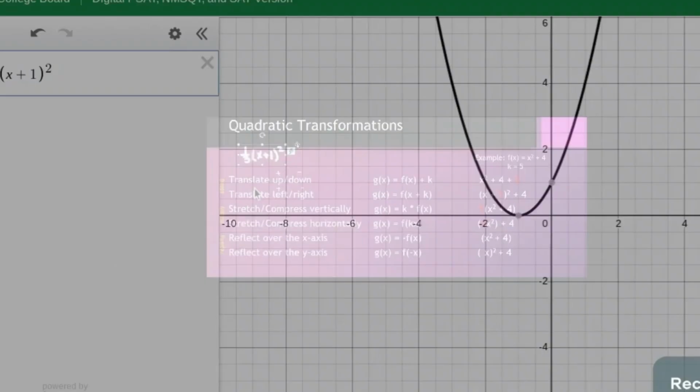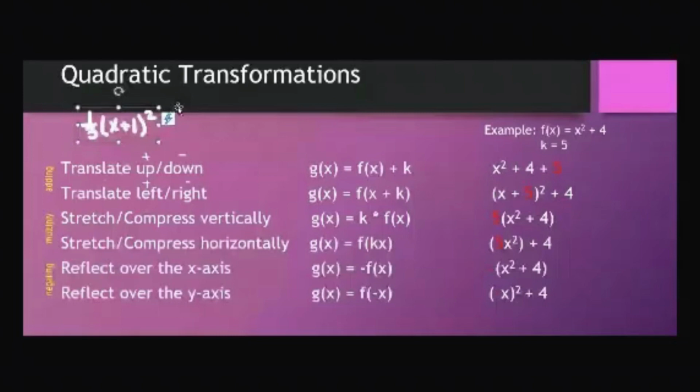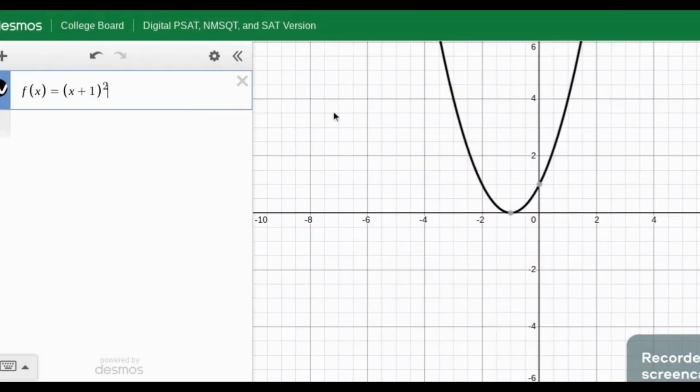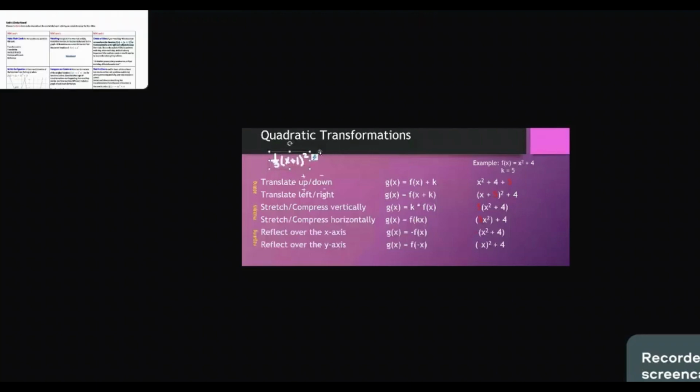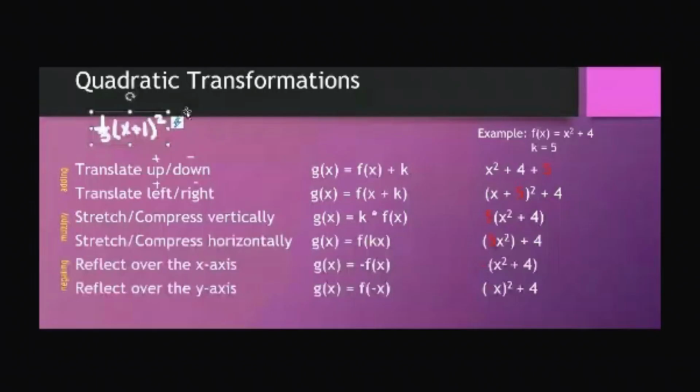Hold on, let's go look at this chart. Which one of these is going to look like our equation right here? We have translating up or down, g of x equals f of x plus k, which would look like x squared plus 4 plus 5. That is obviously going to be out of the way. Then we have translating left to right. Our problem is asking us to translate to the right by 5 units, and then also do a little bit of reflecting over the x-axis.